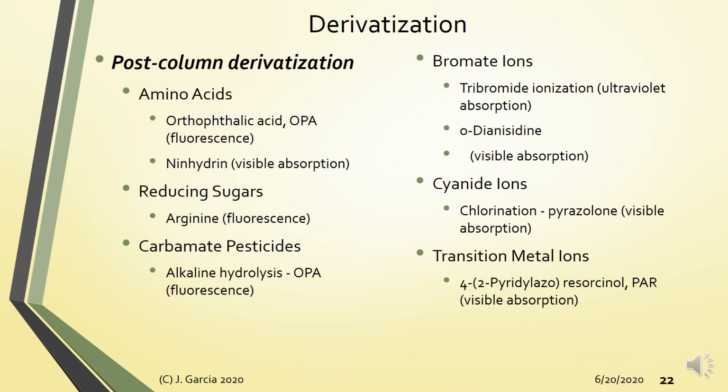Bromate ions, in ion exchange chromatography, you can improve detection of bromate ions by, say, tribromide ionization for UV-Vis absorption, or the addition of o-dianisidine for visible absorption. Cyanide ions, one way to do this is by chlorination followed by addition of pyrazolone, so that a UV detector can be used for greater sensitivity. For some transition metal ions, again for ion chromatography, you can add a resorcinol compound, similar to the concept of iron phenanthroline, you form a charge transfer complex which is colored, so that you can detect these ions via visible detectors, UV-Vis detectors.